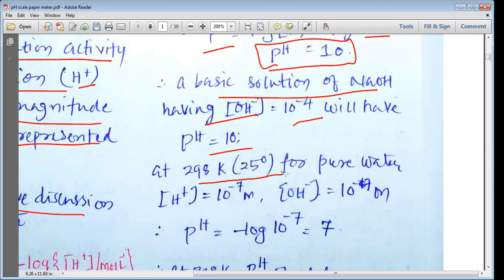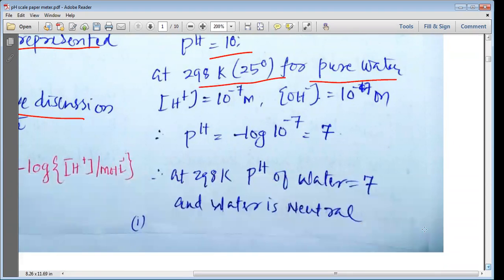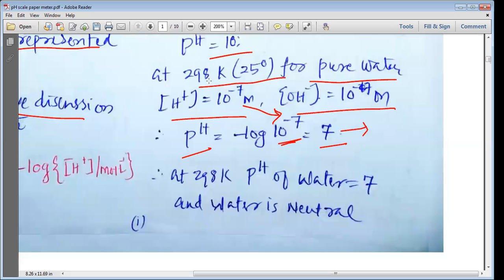So at 298 Kelvin, at 25 degrees centigrade temperature, my dear students, pure water will have the concentration of H plus of 10 to the power minus 7, and OH minus will also have 10 to the power minus 7 mole per liter. And that is why, my dear students, pH is equal to minus log of H plus concentration. H plus concentration is 10 to the power minus 7, and we get pH is equal to 7. So my dear students, at 298 Kelvin or 25 degrees centigrade temperature, the pH of pure water is 7.